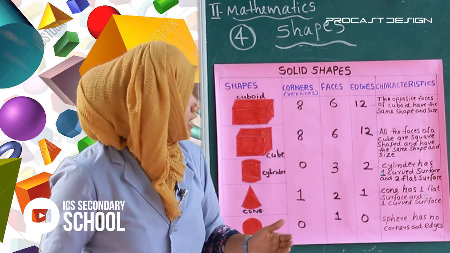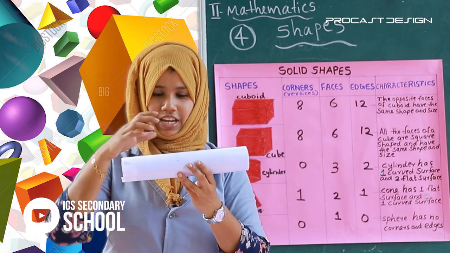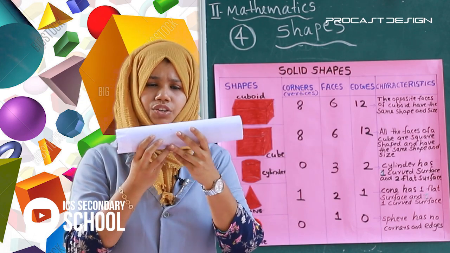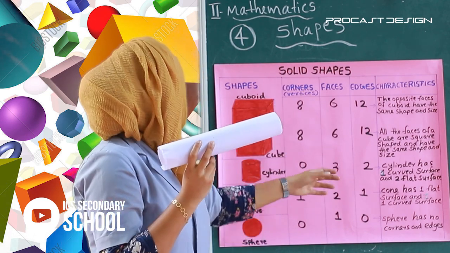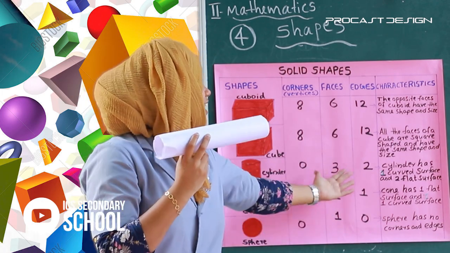Okay? So our next one is cylinder. And this is a cylinder shape. How many corners are there? No, there are no corners. Next, faces. 3 faces are there.